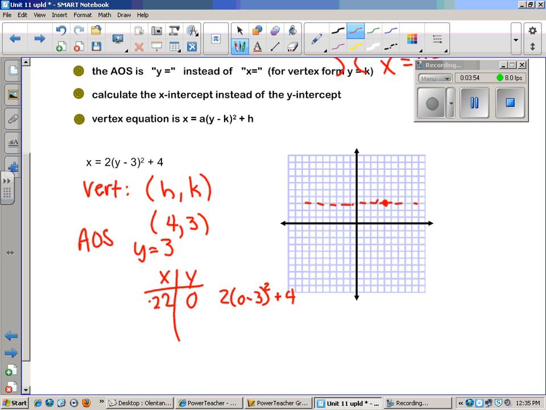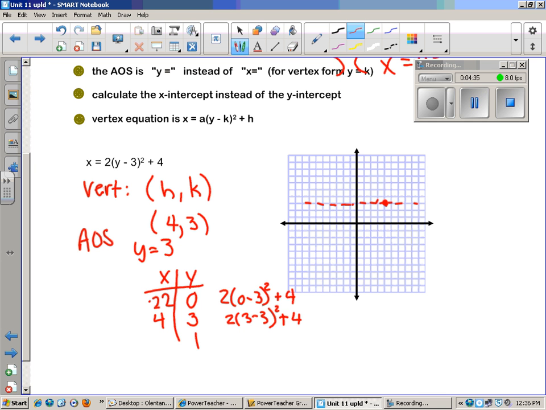Let's pick 3. Right. Good. So if I put 3 in, I get 3 minus 3 is 0. 0 squared is 0. 2 times 0 is 0. So that all goes away, and all I have left is 4. Oh, that's the vertex. That doesn't help. Let's try 1.